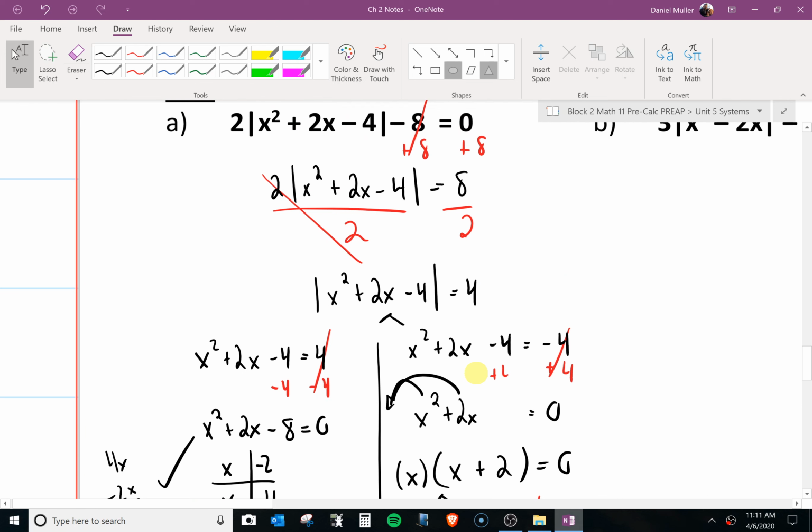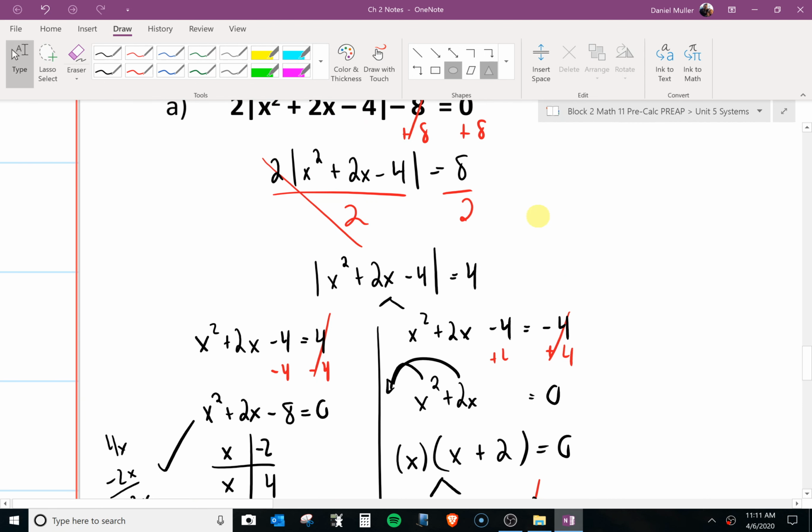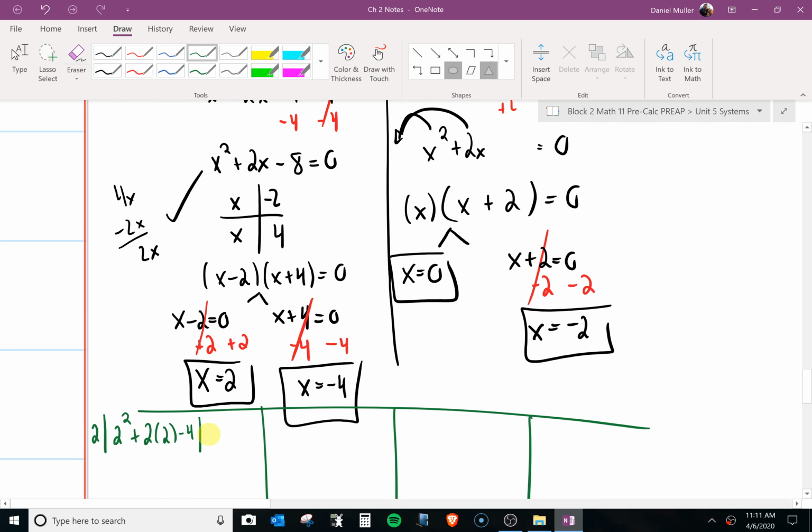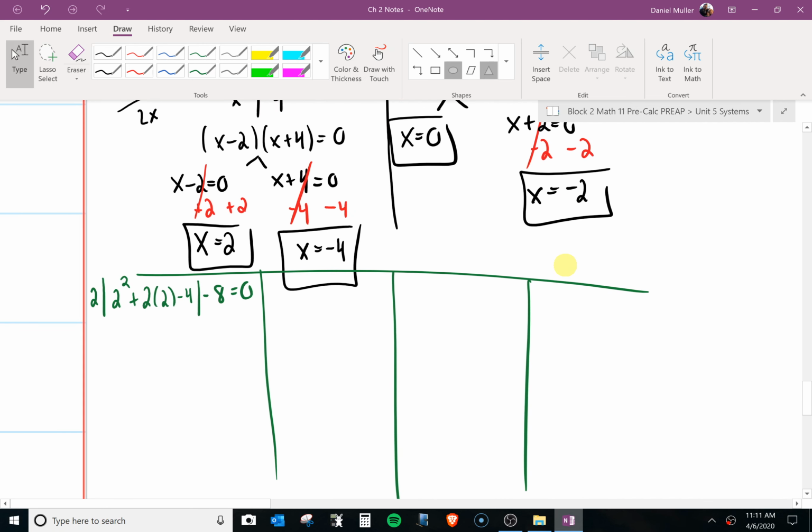And so there's a 2 in front, x squared plus 2x minus 4, minus 8 equals 0. And then from here, I've got a 2 on the outside. 2 squared is 4. 2 plus 2 is 4. Minus 4. Minus 8 is equal to 0. Now I'm just going to do the inside here. The inside is 4 plus 4, which is 8. 8 minus 4 is 4. So the inside of this thing is 4.